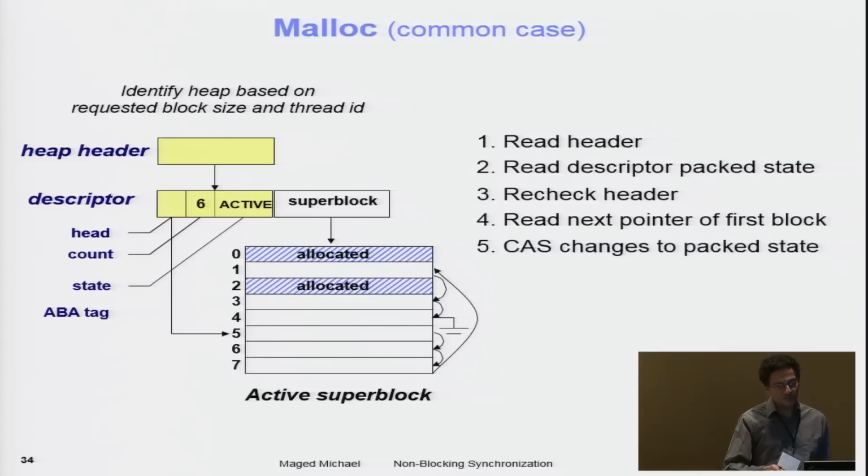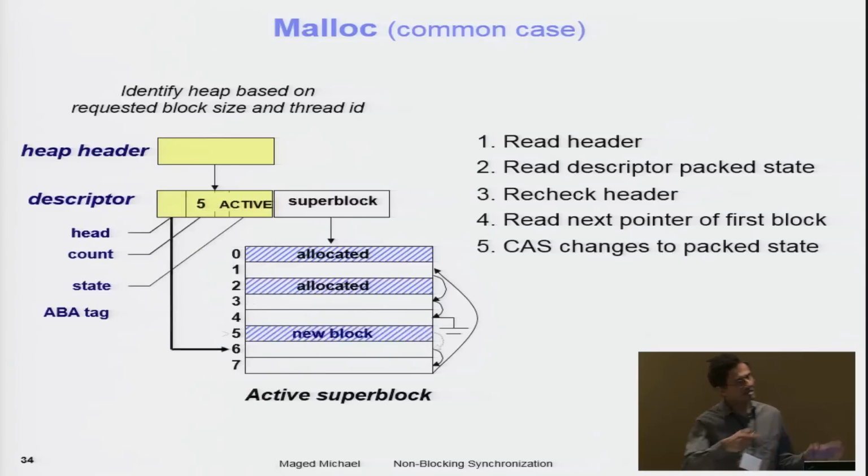And now I do a compare and swap that will change the state to pop that block from the linked list, and we're done. So that's the fast path.